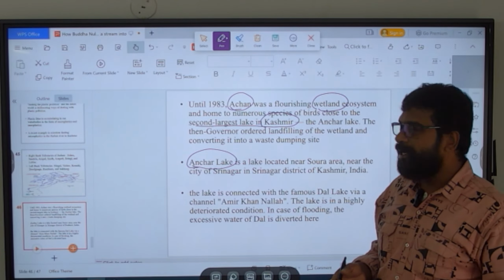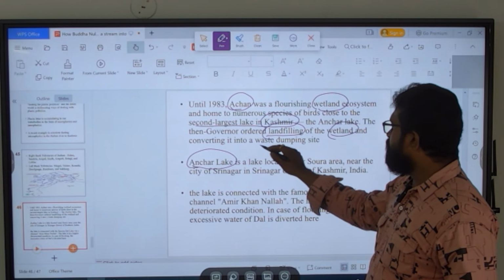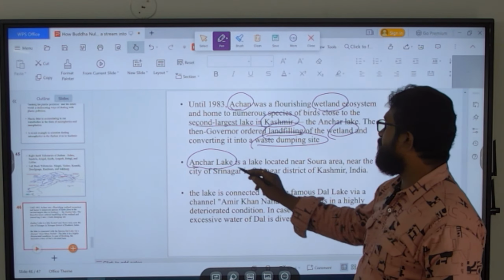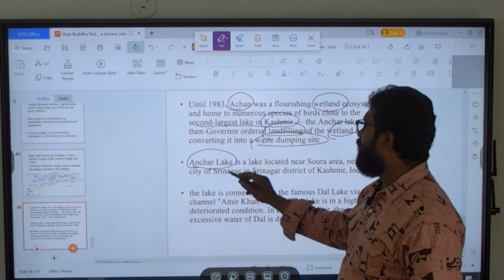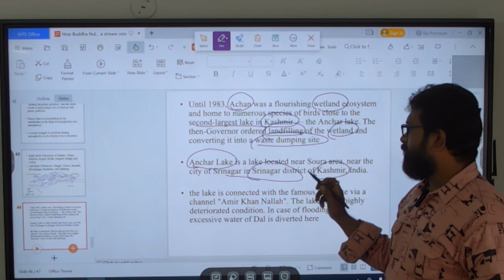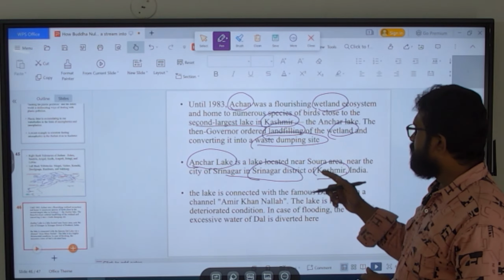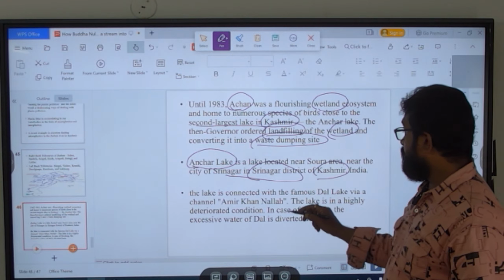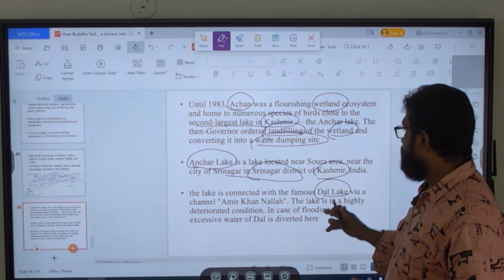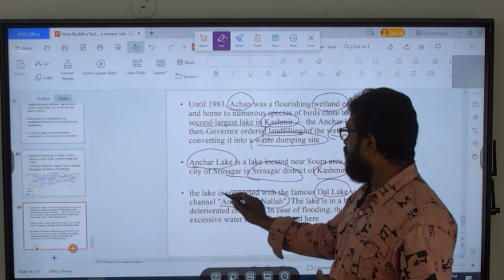But recently, a lot of land filling has happened on that wetland and waste is being dumped at that site. They might ask you where this Anchar Lake is. Anchar Lake or Achan Lake is in Srinagar, in Kashmir. It is connected with Dal Lake, which is also in Srinagar, via a channel called the Amir Khan Nalla channel.